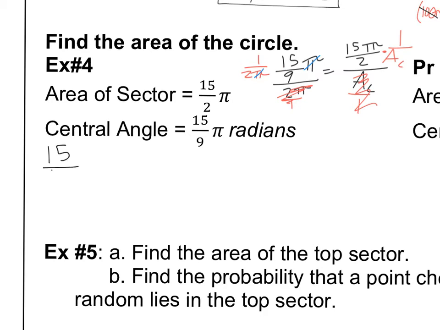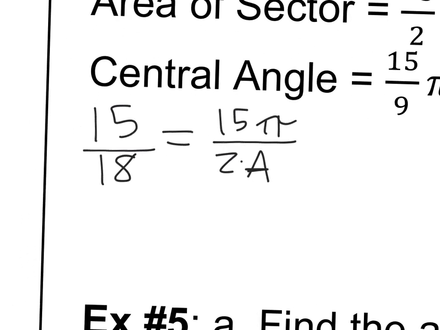15 over 18 equals 15 pi over 2 times the area of the circle. And I'm just going to leave that as A for now. We know we're talking about the area of the circle, so I don't have to keep writing AC. Okay, I think that this reduces because I think we could take a 3 out of both of these. I should have seen that earlier.